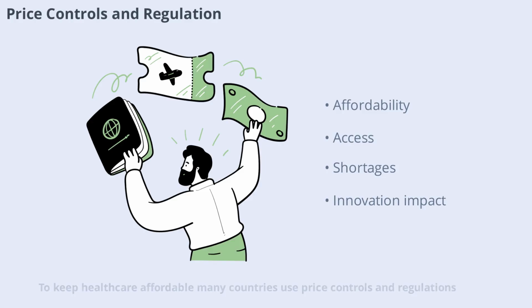To keep healthcare affordable, many countries use price controls and regulations. These can include setting maximum prices for drugs or limiting what providers can charge. While these measures can improve access, they may also lead to shortages or reduced innovation. We'll weigh the benefits and drawbacks of price regulation in healthcare.